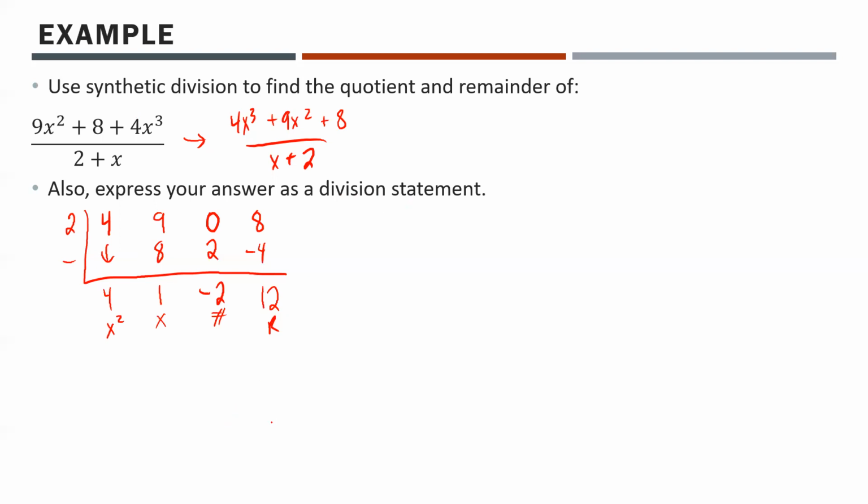Anyway, let's write this as a division statement. Oh, I guess it wanted us to say find the quotient and remainder. Well, whatever, here it is. Q of x, our quotient, is 4x squared plus 1x minus 2, and our remainder is 12. There we go. We satisfied this quotient and remainder.